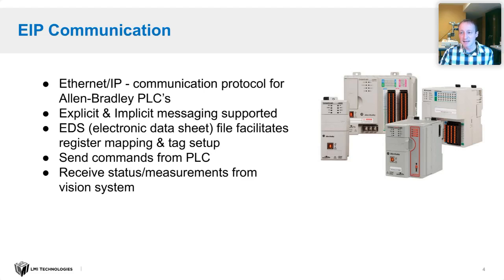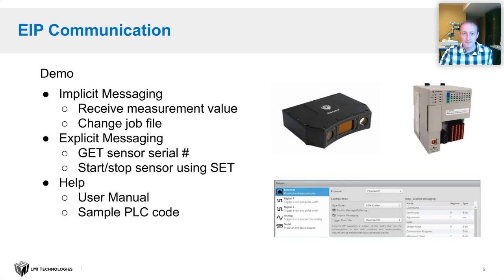And LMI facilitates the setup of this communication by providing an EDS, or electronic data sheet. This is pretty typical for network devices that want to communicate with a PLC. The EDS file allows the PLC to recognize your machine vision system as a network device, and defines the register mapping and the controller tags so that you don't have to do that yourself. It really makes, as you'll see, it really makes the setup easy. So what I will be demonstrating, and again, I apologize, this isn't the sexiest of demos.